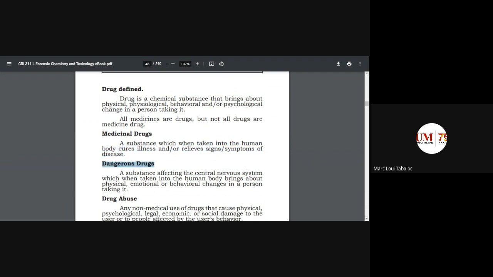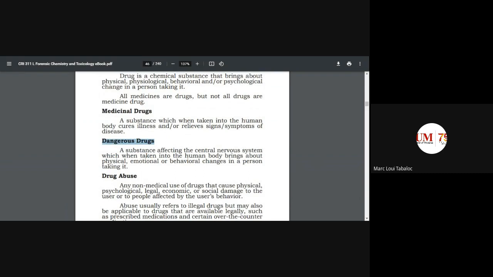Next, of course, dangerous drugs. These are substances affecting the central nervous system primarily. Yan. Behavior changes, of course, in relation to your brain. Psychiatric tendencies, mag-iiba. So these dangerous drugs, when taken into the human body, of course, just like regular drugs, brings physical, emotional, or behavioral changes. Okay? Pero sa dangerous drugs, unang tinitira nito, the central nervous system. Nerves reaching to the brain, yung spine or yung spinal cord. Yan. And other sensory motor functions of the body na, of course, may mga stimuli na tinatanggap at binabalik papunta sa brain.